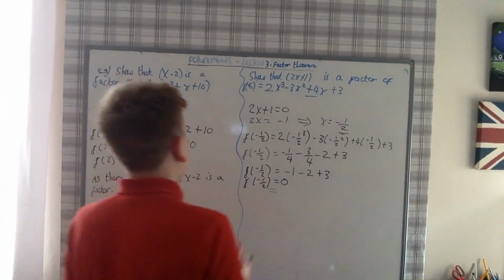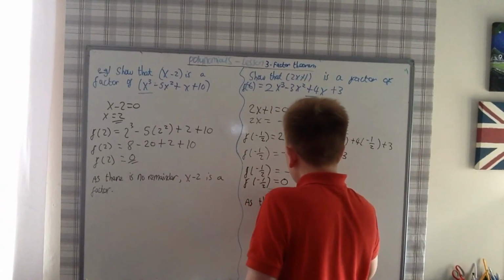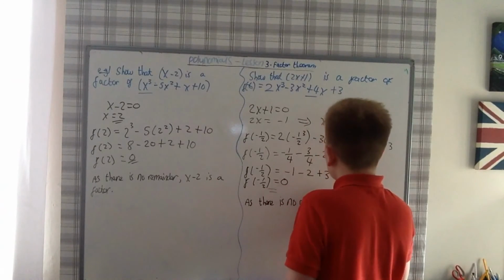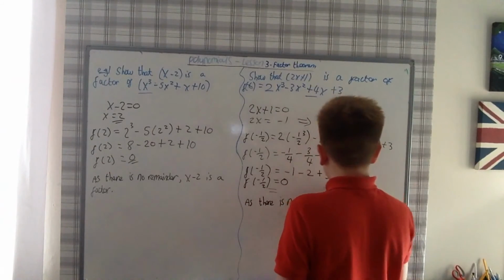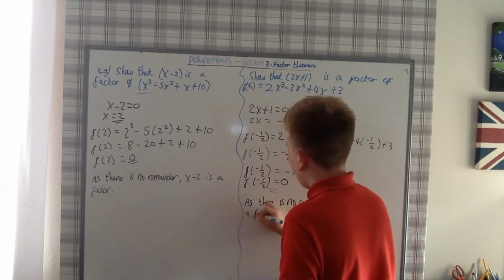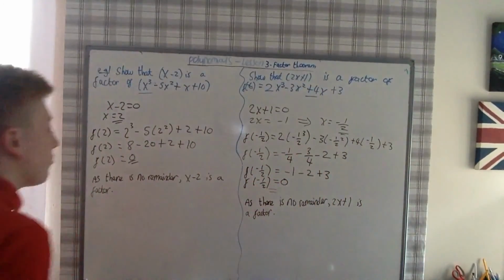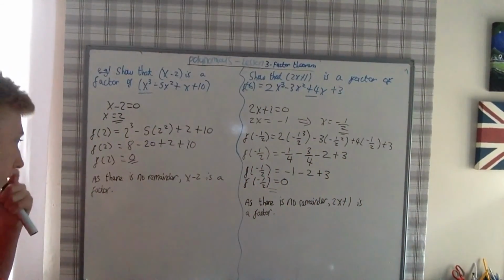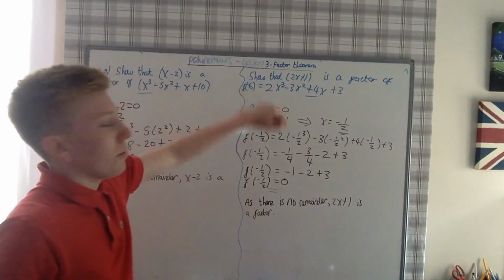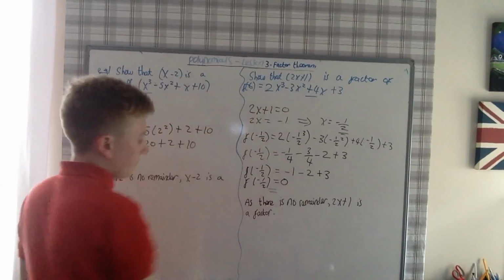So it's always worth writing, as there is no remainder, 2x plus 1 is a factor. And that's enough, okay? We've now proved that these two are factors of the polynomials, okay? So these two divisors are factors.